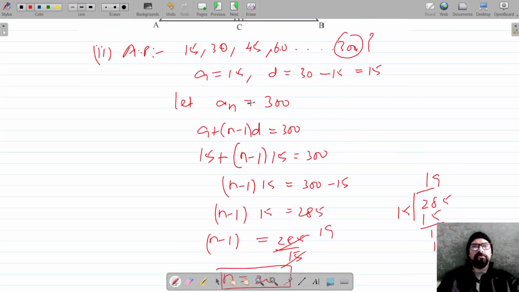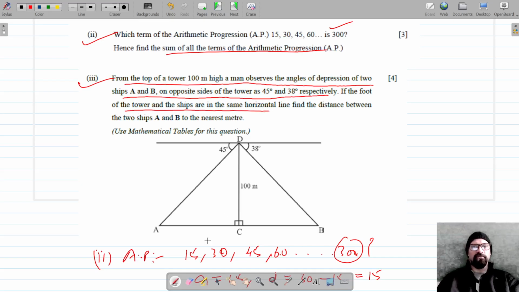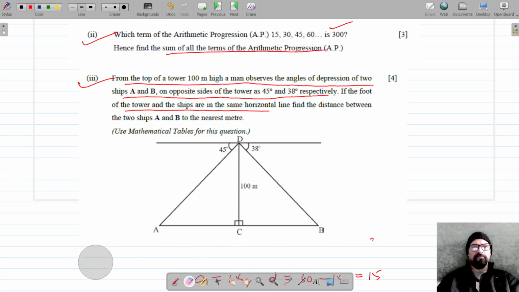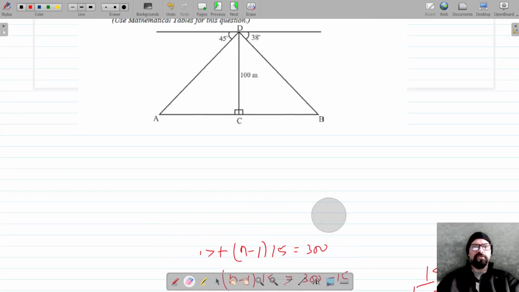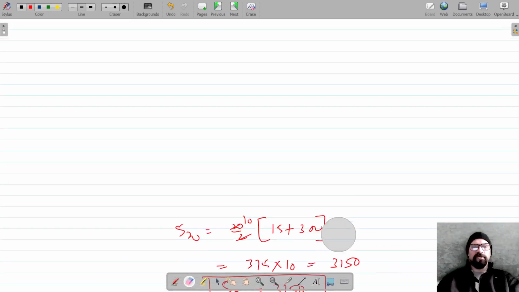Okay, for the next part, it's given that from the top of a tower 100 meters high, a man observes the angle of depression of two ships A and B on opposite sides of the tower as 45 and 30 degrees respectively. If the foot of the tower and the ships are in the same horizontal line, we have to find the distance between the two ships to the nearest meter. So the angles of depression of the two ships are given.